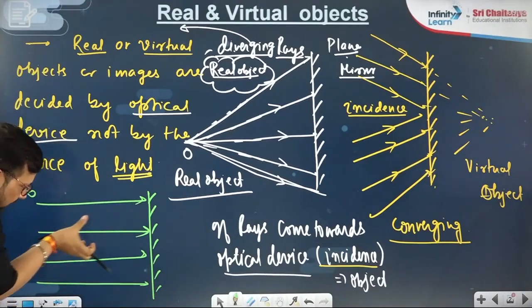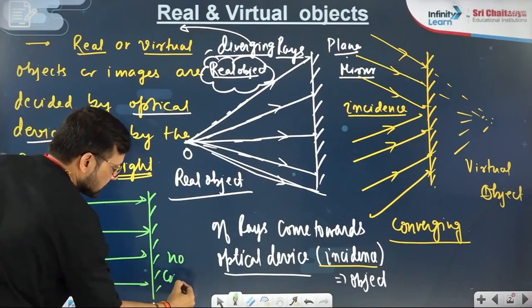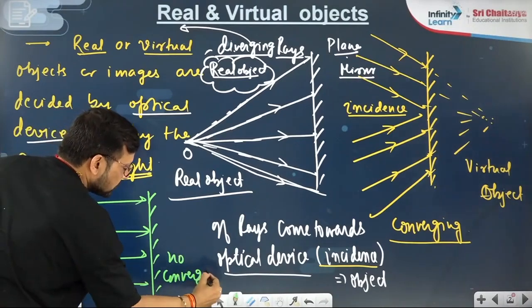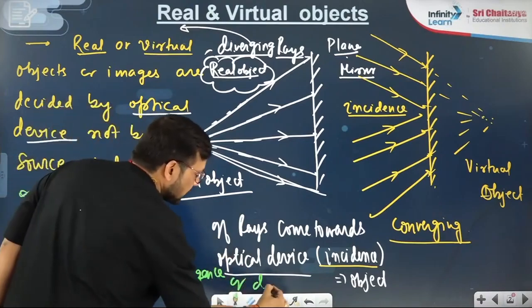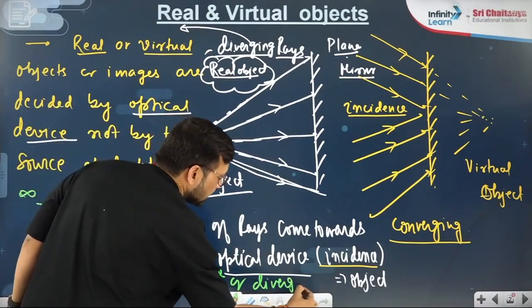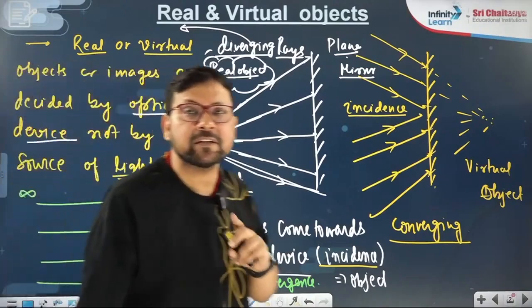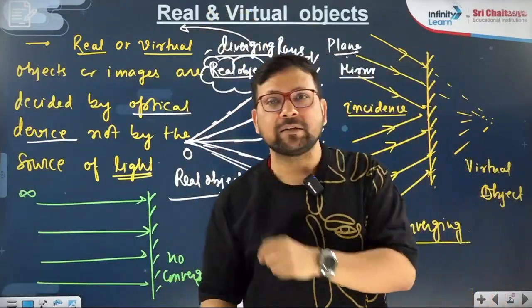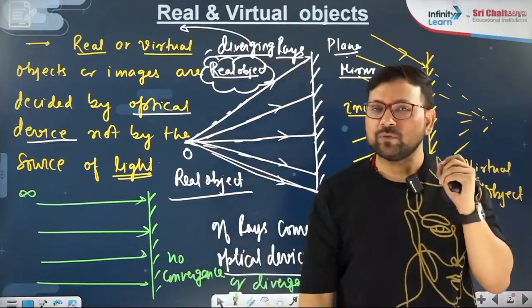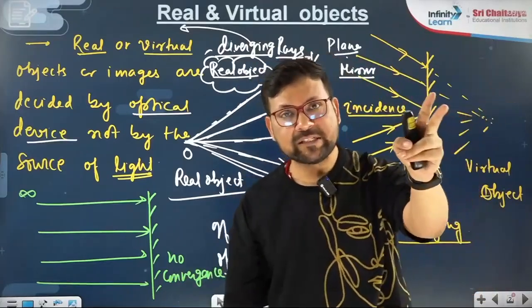Infinity means parallel light will come. Here there is no convergence or divergence. What will you say in this case? Tell me, in this case, is it real or virtual? Diverging incidence, real object. Converging incidence, virtual object. Incidence means object. We will not even think about images.